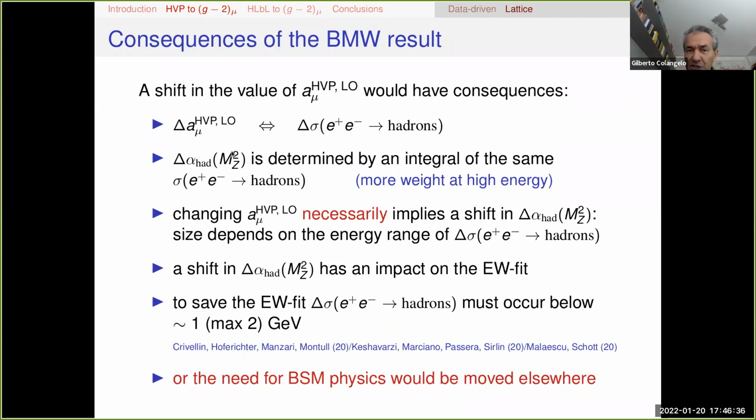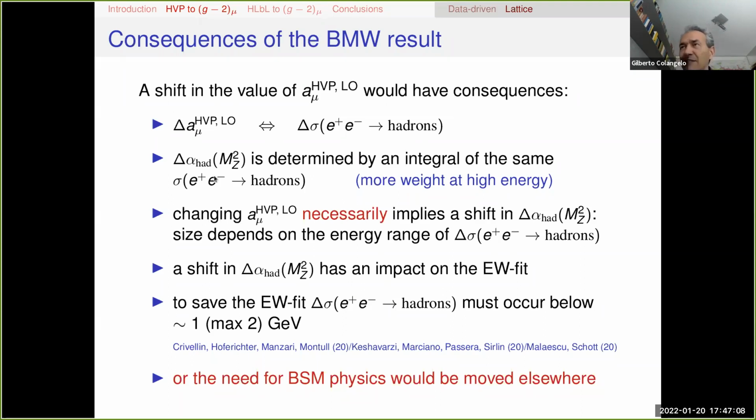First of all, a shift in the value of g-2 from hadronic vacuum polarization: since the relation to the e+ e- cross section is exact, a shift in the value of a_mu must come from a shift in the cross section with respect to the data which have been used to calculate them. So somewhere the data must be wrong or a shift is needed.